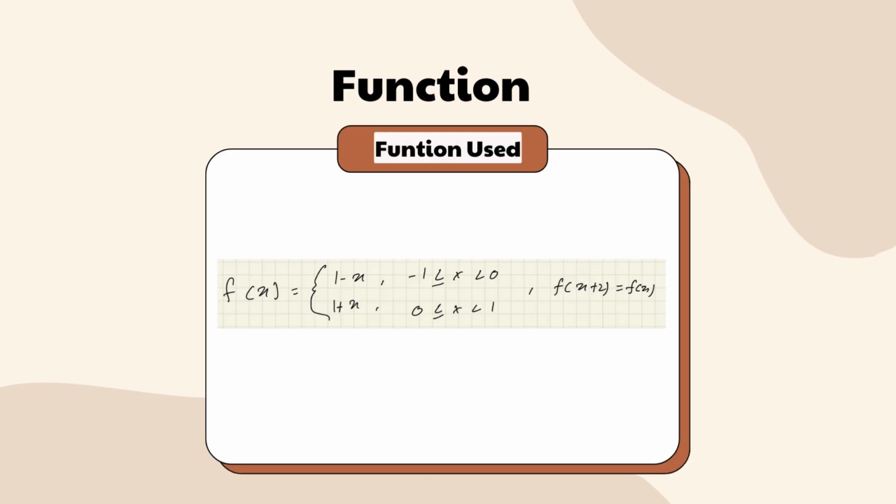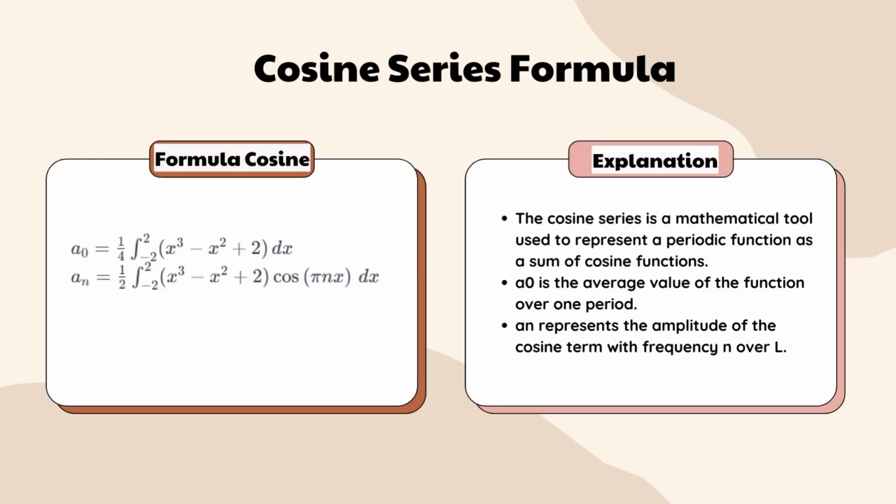Okay, next. So this is the function that I use. Now is the cosine series formula. On the left is the formula for cosine, and the explanation is that the cosine series is a mathematical tool used to represent a periodic function as a sum of cosine functions. a0 is the average value of the function over one period, and an represents the amplitude of the cosine term with frequency n pi over L.